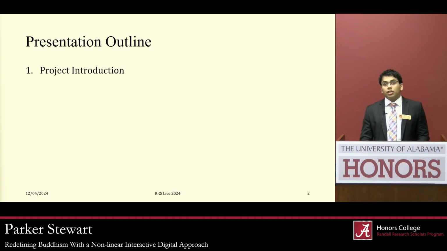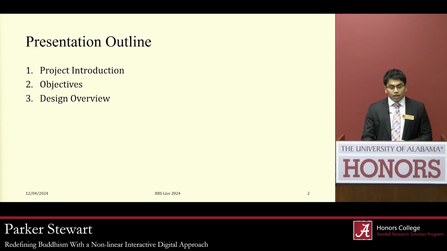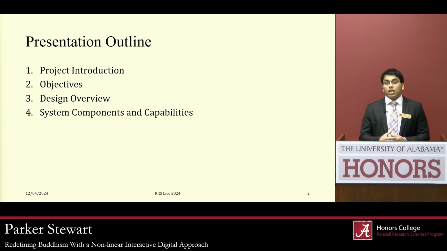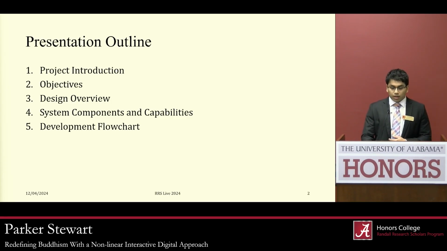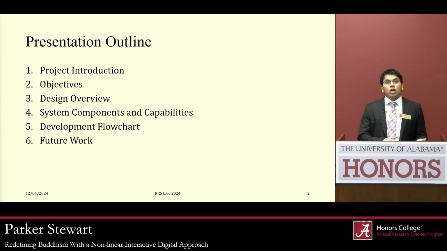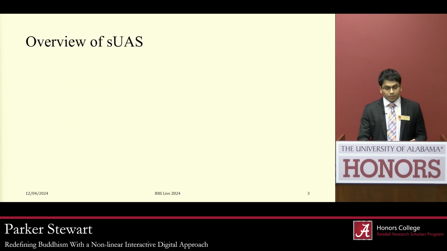First, I'll give a general project introduction so everyone can understand what we're working on. From there, we'll move into the objectives of the project, what we're trying to achieve, and talk about the design overview, understand what we're actually building and how we're going to achieve our goals. We then will talk about system components and capabilities and understand how the different system components actually help us achieve our goals. And we'll look at the developmental flowchart to understand where we are in the process and what the next steps are. From there, we'll talk about future work and the applications of our technology into the industry.